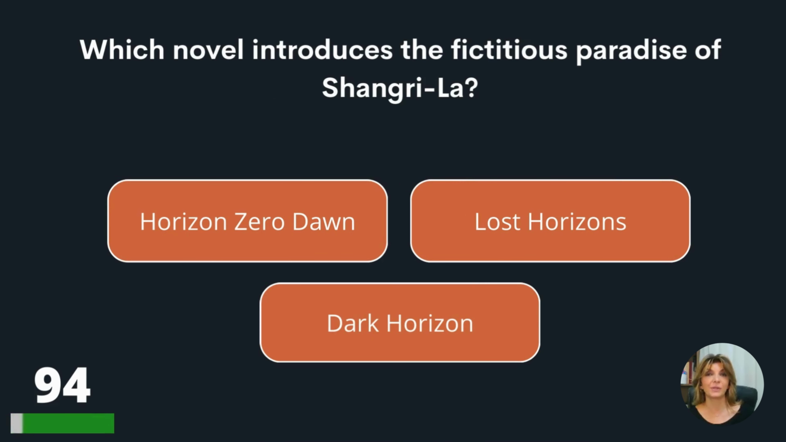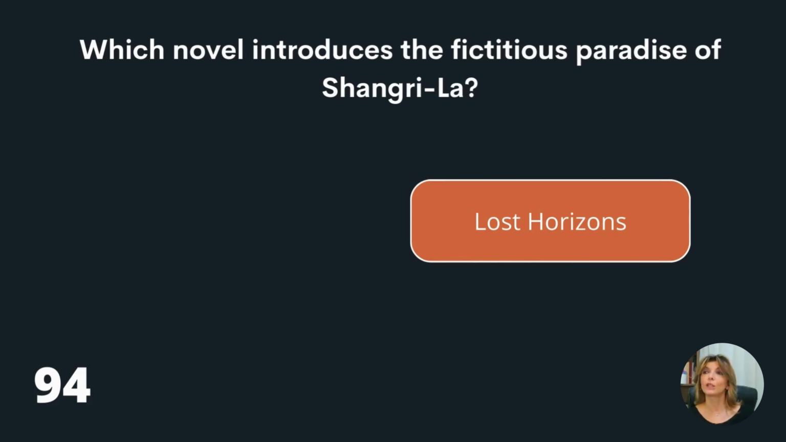Which novel introduces the fictitious paradise of Shangri-La? Horizon Zero Dawn, Lost Horizon, or Dark Horizon? Lost Horizon.